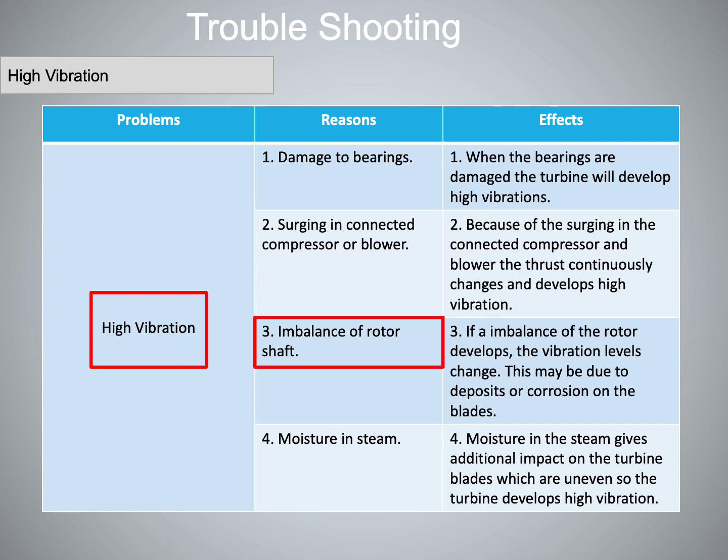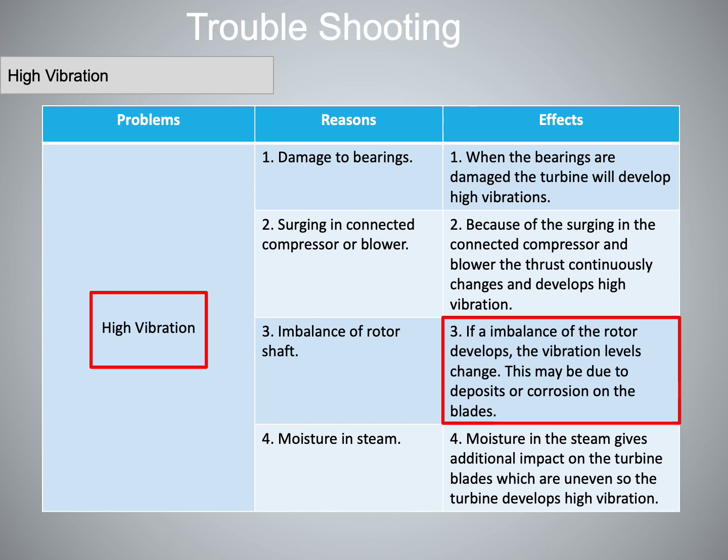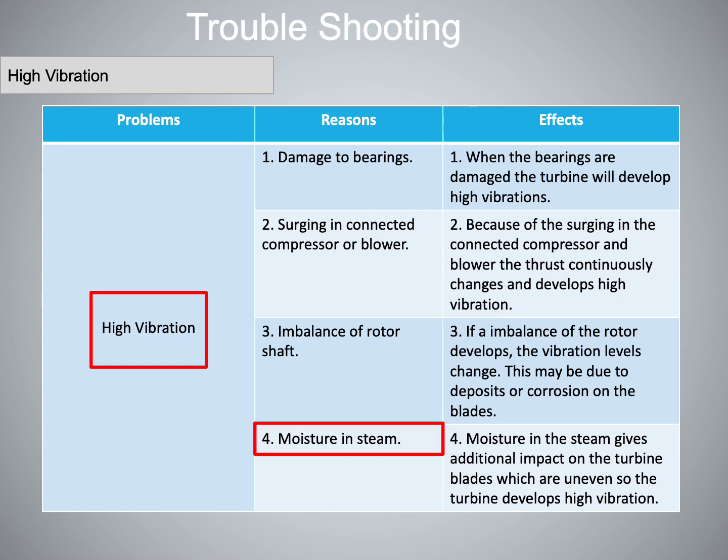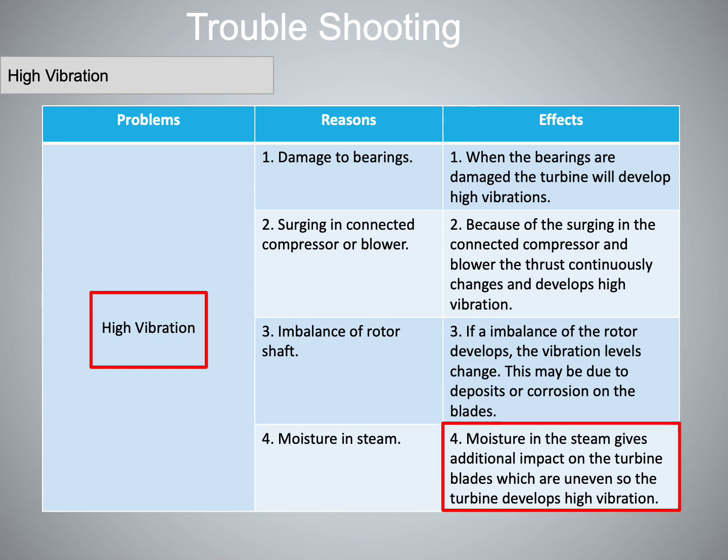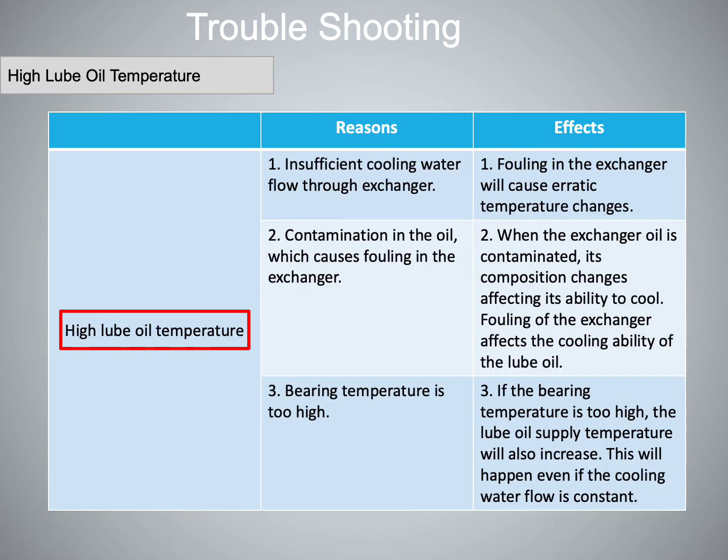Imbalance of rotor shaft. If an imbalance of the rotor develops, the vibration levels change. This may be due to deposits or corrosion on the blades. Moisture in steam. Moisture in the steam gives additional impact on the turbine blades, which are uneven, so the turbine develops high vibration.